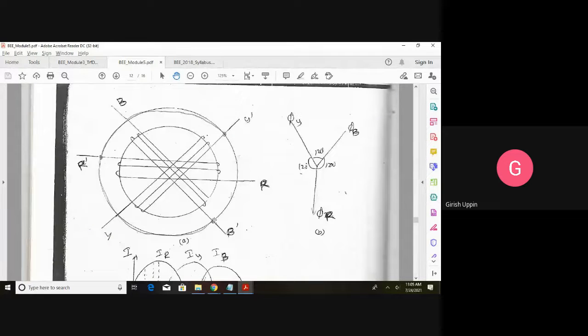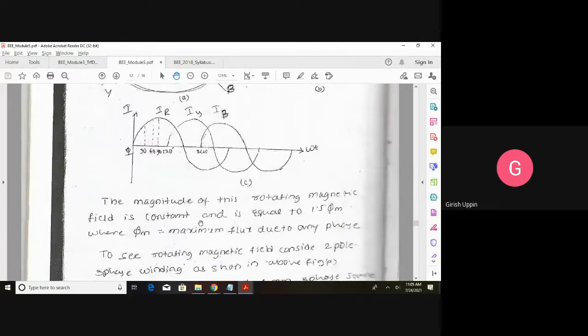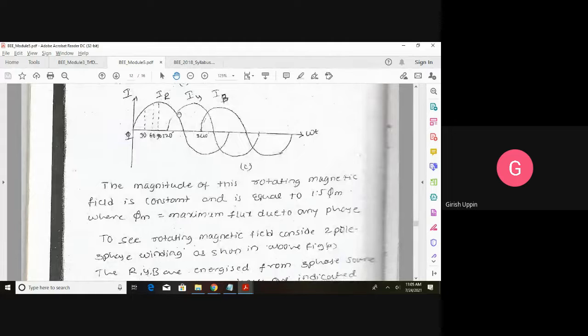And we know, if we draw the phasor diagram, phi R, then phi Y lagging by 120 degrees, and phi B lagging by 240 degrees. If we draw the phase currents in each of these phases, the R phase will start from 0, the Y phase after 120 degrees, and the B phase after 240 degrees. These are the currents that will flow in the R, Y and B phases. IR will produce a magnetic field phi R, IY produces the magnetic field phi Y, and IB produces the magnetic field phi B.